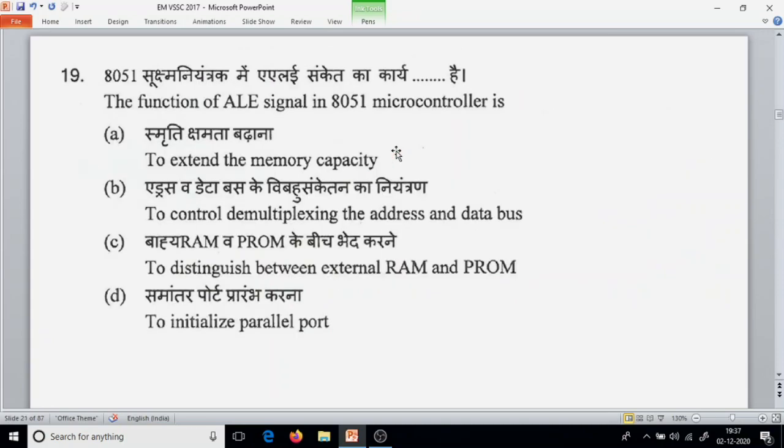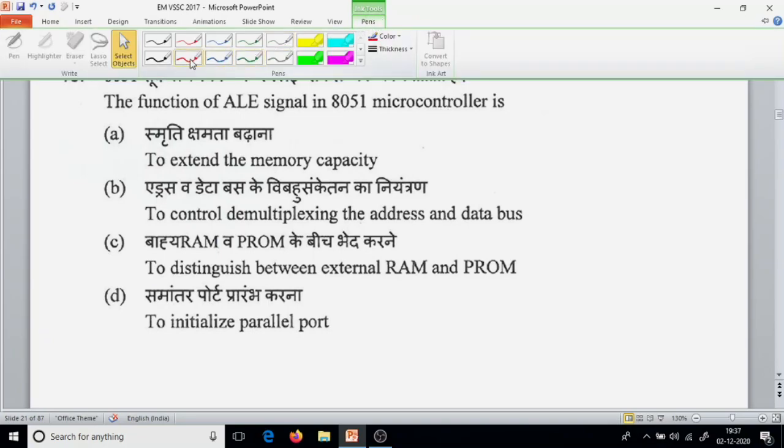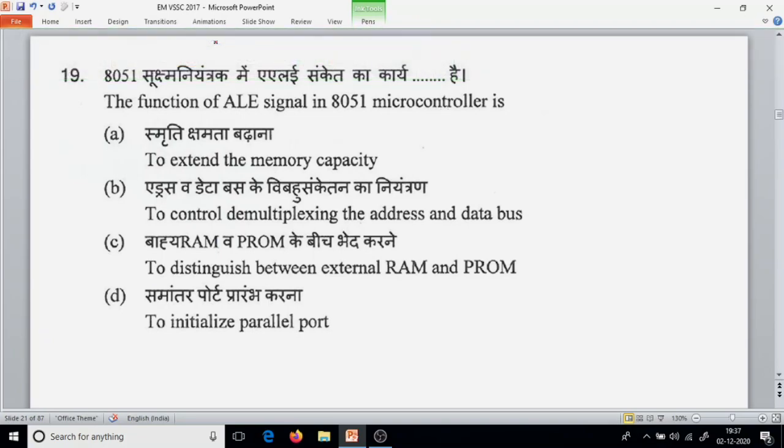Question number 19. This is a theoretical question. I'll directly write the answer. I'll try to make some videos on 8051. The function of the ALE signal in the 8051 microcontroller: ALE means address latch enable. Address latch enable.